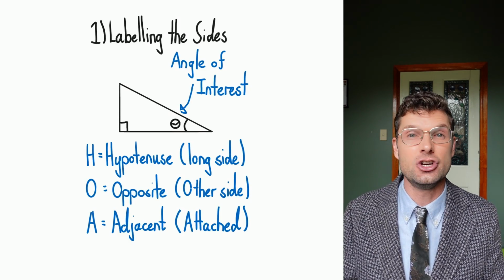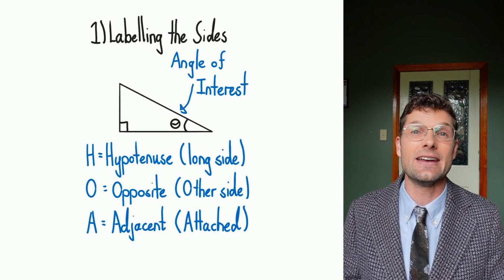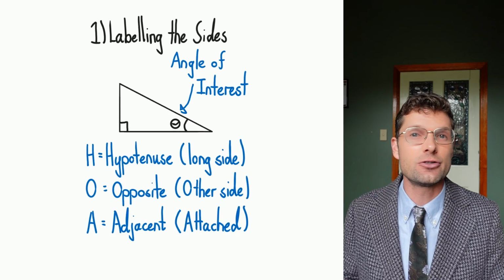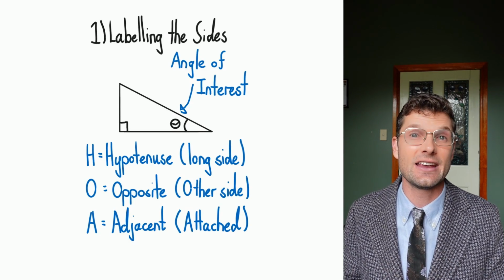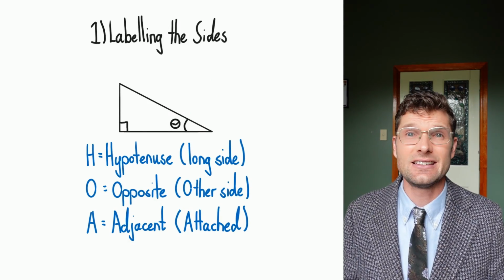Finally, we've got the adjacent side. This is the last side remaining, but the adjacent side is the other one that's attached to our angle of interest. The angle of interest is always going to be touching the hypotenuse, and the other line that it's touching is the adjacent one because it's attached to it. So for this triangle here, it's actually pretty easy.